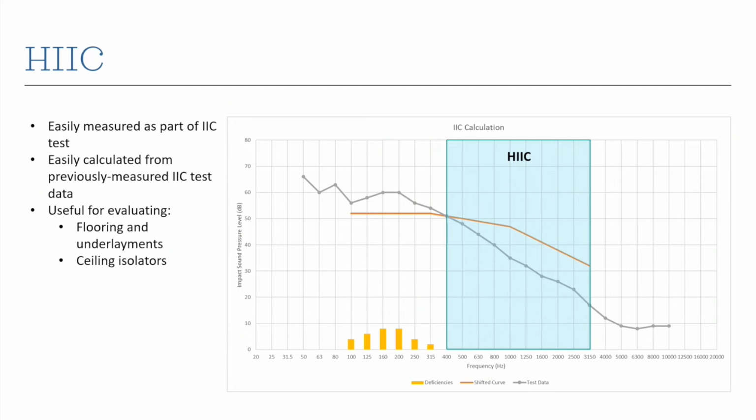So what the folks at Vinna Clausen found is that when you change out the flooring and underlayment on a particular assembly, the flooring and underlayment tend to not do much at the lower frequency stuff, but they can make big differences at this higher frequency range. And so the HIIC can do a good job of differentiating between different flooring and underlayment combinations.